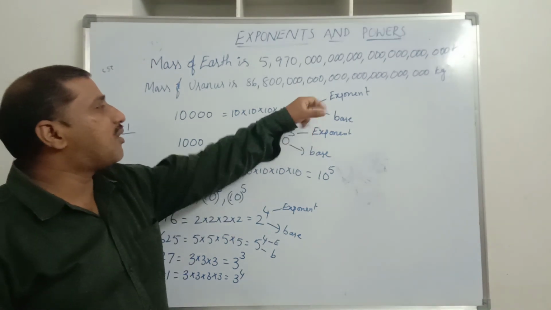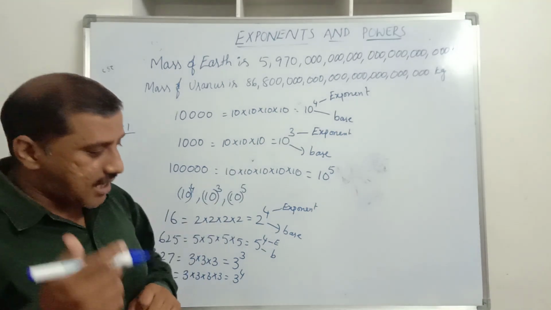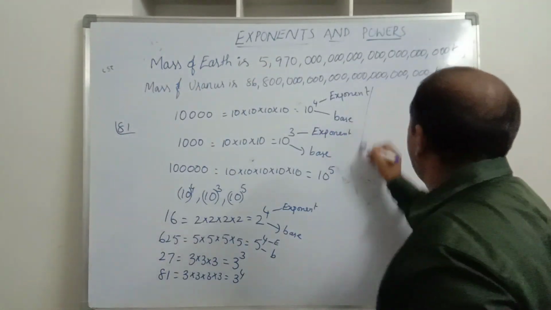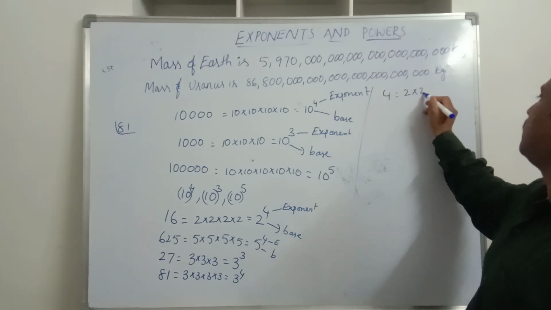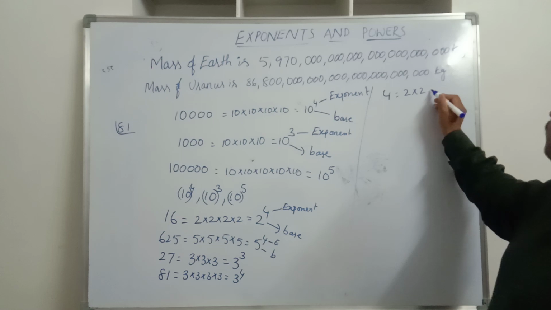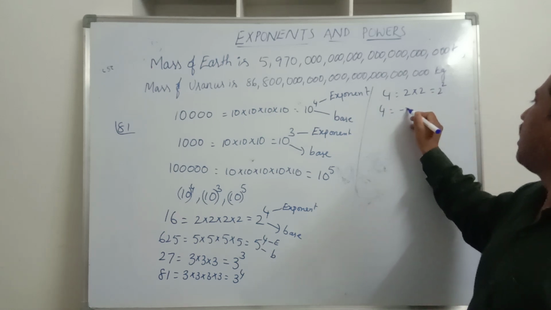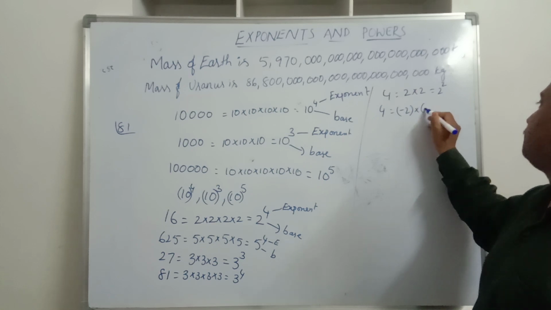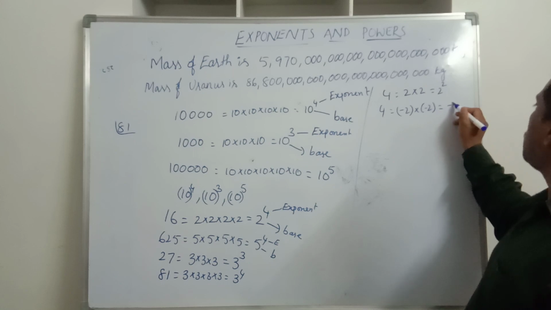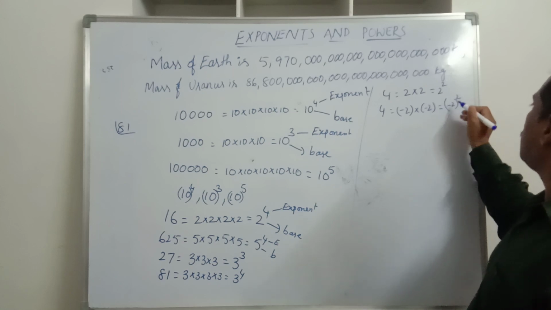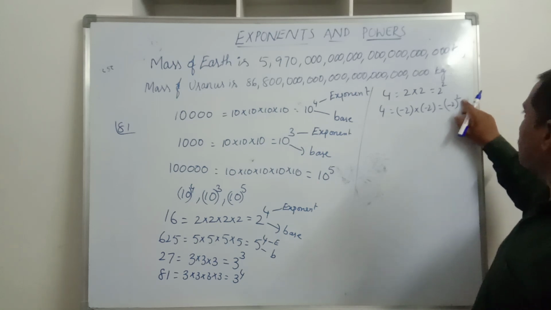So here 10 to the power of 4. Here 4 is the exponent and 10 is the base. Now here you see 4 is there. 4 can be written as what? 2 into 2, that is 2 into 2 is equal to 4, which is equal to 2 square. 4 also can be written as minus 2 into minus 2. So minus 2 into minus 2 is minus 2 whole to the power of 2, that is minus 2 whole square.